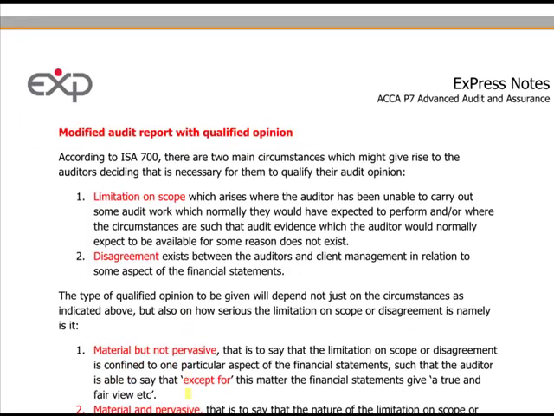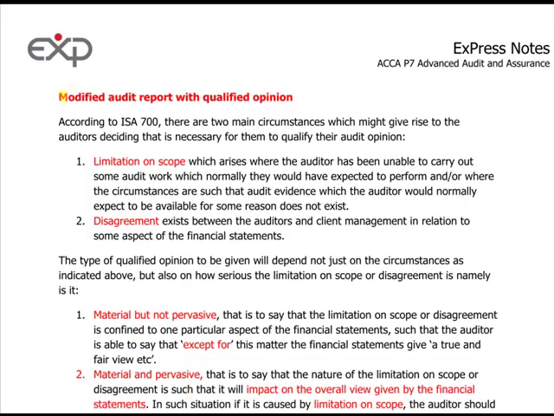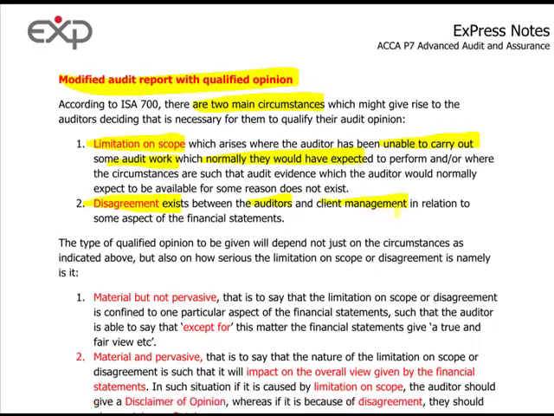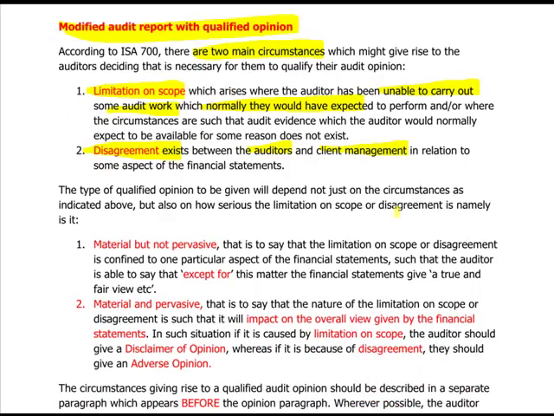Modified audit report with a qualified opinion. What does this mean? Well, there are two main circumstances which might give rise to the auditors being in this position. First of all, limitation on scope, which basically means that the auditor was unable to carry out some audit work which they would normally have expected to perform. Their work has been limited, in other words. The other area is where disagreement exists between the auditors and the client management in relation to some aspect of the financial statements. So they cannot agree on a disclosure or an accounting adjustment.